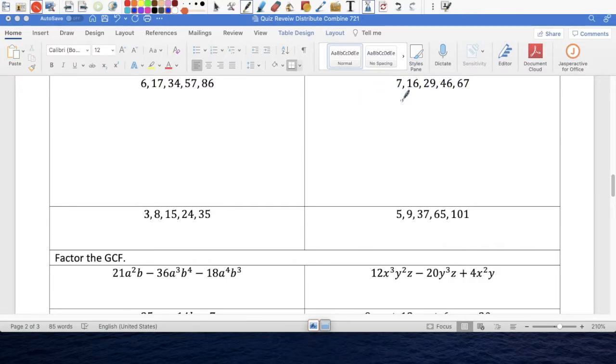7 to 16 is 9, the first difference. 16 to 29 is 13. 29 to 46 is 17. And then it looks like 21. Yeah. Definitely not linear. Second difference, we get 4, 4, and 4.